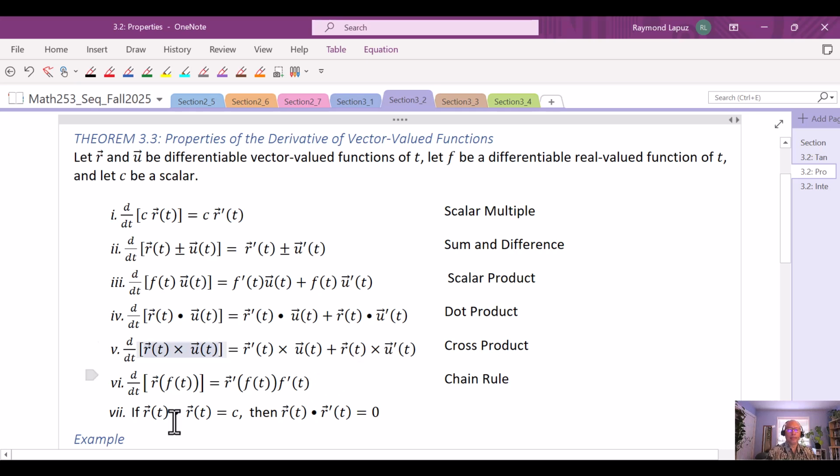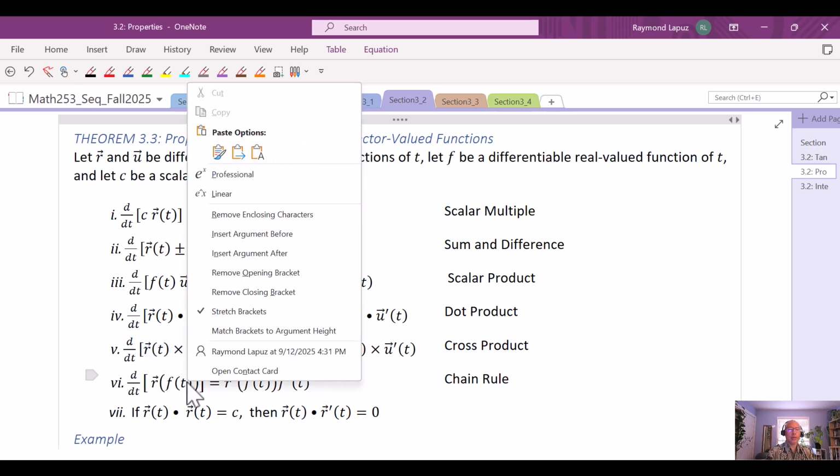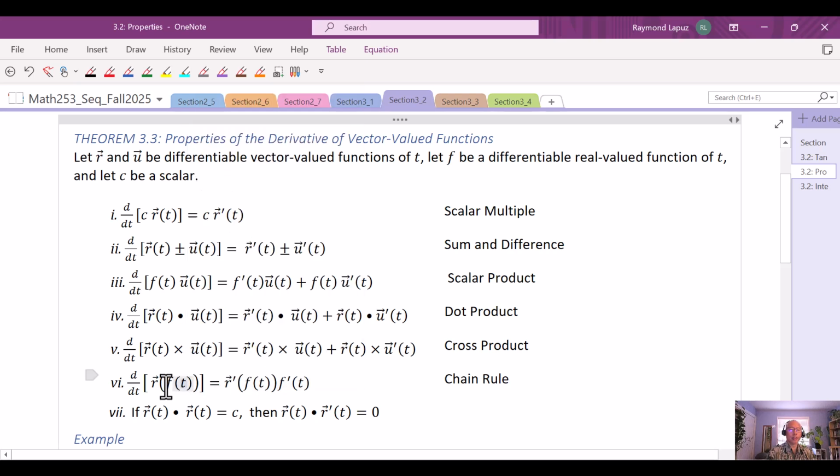And then the chain rule: if you have a vector valued function and the t parameter is replaced with a scalar function, then you can use a chain rule. So it's the derivative of r of f of t, which is r prime of f of t, times f prime of t. And you know that this multiplication is a scalar multiplication, because f prime is a scalar being multiplied with the vector r prime.